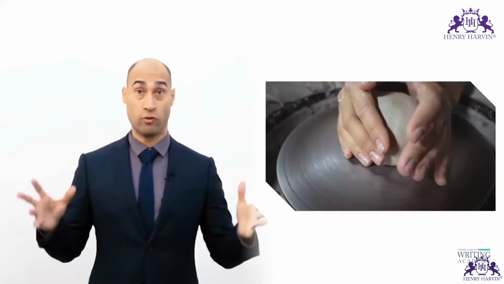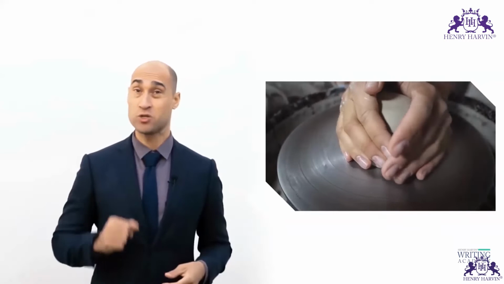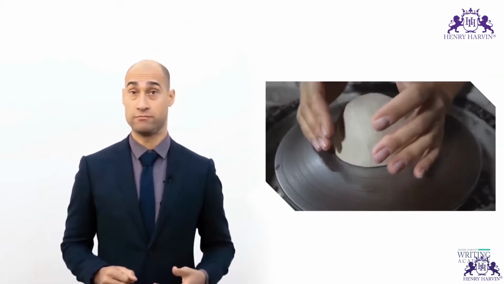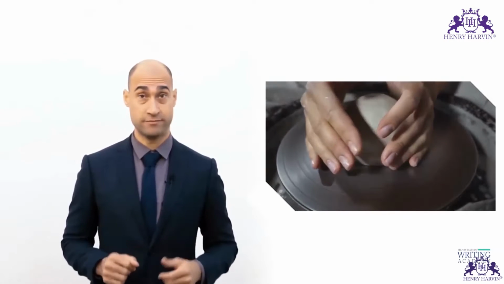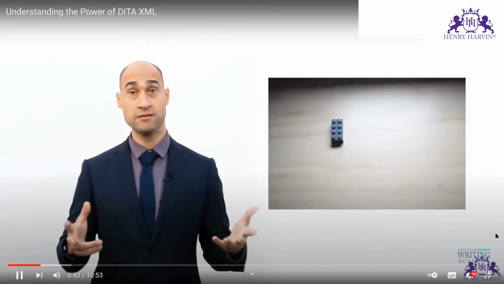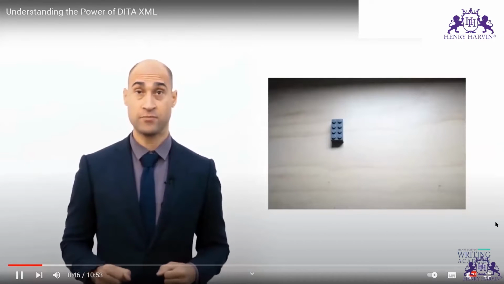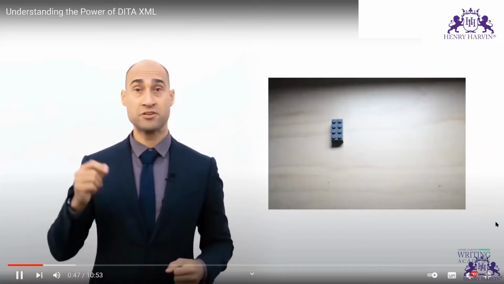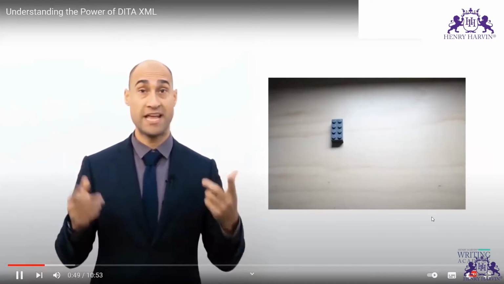Clay is totally freeform and unrestricted, but it's also messy. It's hard to reuse and hard to collaborate on. Once you've baked it, it becomes rigid. Lego blocks, on the other hand, comply with a standard. They're pieces that are designed to work with any other blocks from any other size.